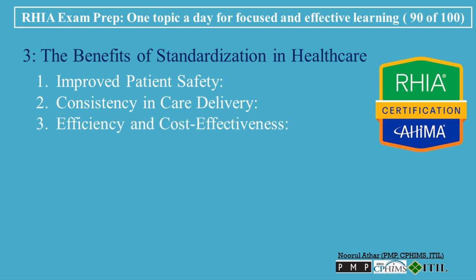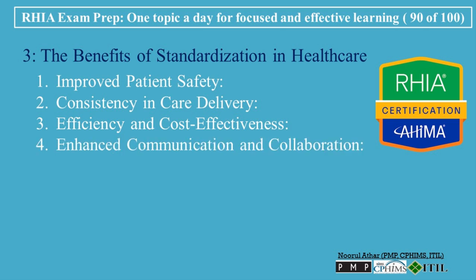3. Efficiency and cost-effectiveness. Standardized processes help streamline operations, reduce waste, and improve efficiency. By following established protocols and using standardized equipment, healthcare organizations can reduce redundancies, avoid unnecessary tests or procedures, and optimize resource utilization. This not only improves efficiency but also reduces costs, making healthcare more affordable for patients and providers.